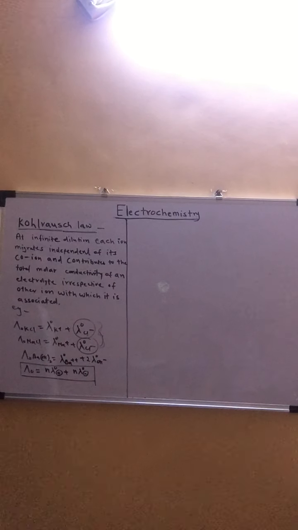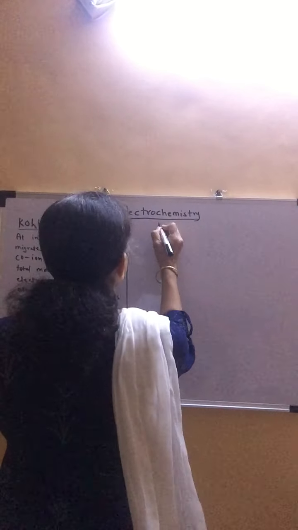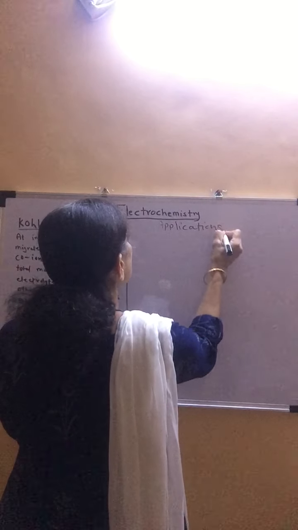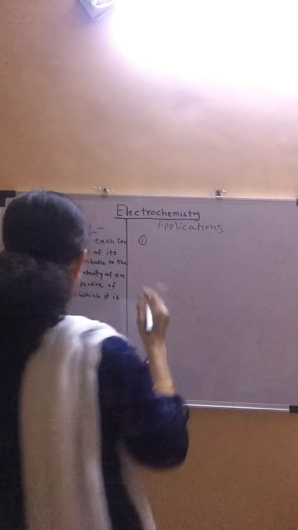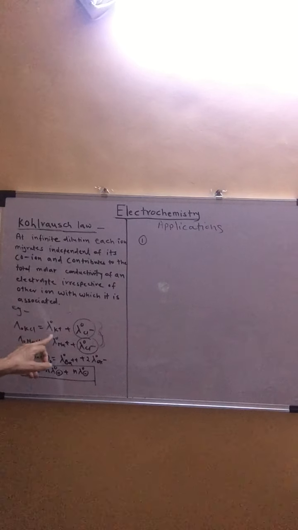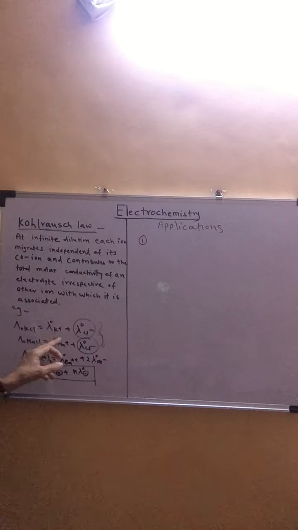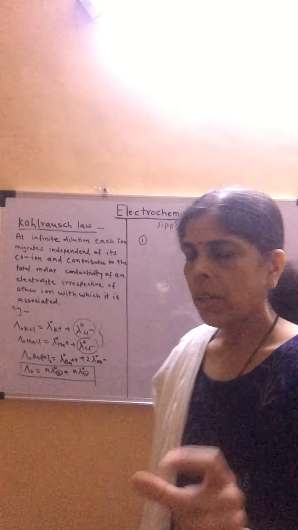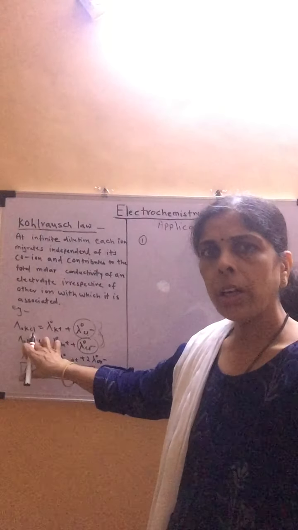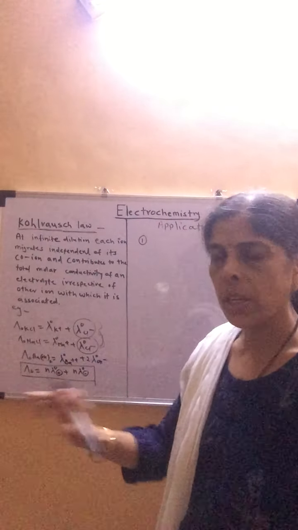Now what are the applications of this Kohlrausch's law? The very first application we have already discussed actually. It is used to calculate the total molar conductivity at infinite dilution for electrolytes. We have seen a number of examples over here. If you know the molar conductivity at infinite dilution for the ions, we are able to get the total molar conductivity of the particular electrolyte at infinite dilution. That is the first application.